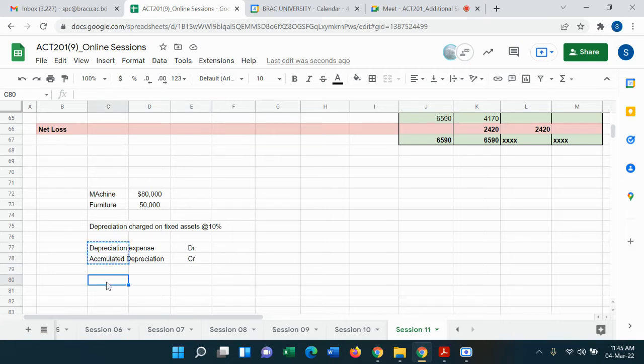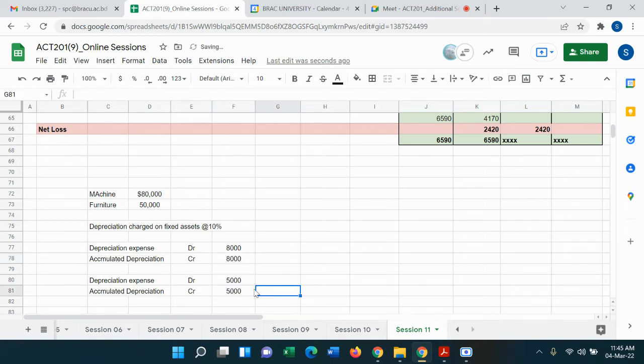Okay, now for furniture and machineries we have recorded it like that. For this example, they are using the same rate for these two assets, but in other cases you can see that they are using different depreciation rates for different assets. It can be possible as well, and generally it's done like that. So for the machineries, 10% is 8,000. For furniture, it would be 5,000.